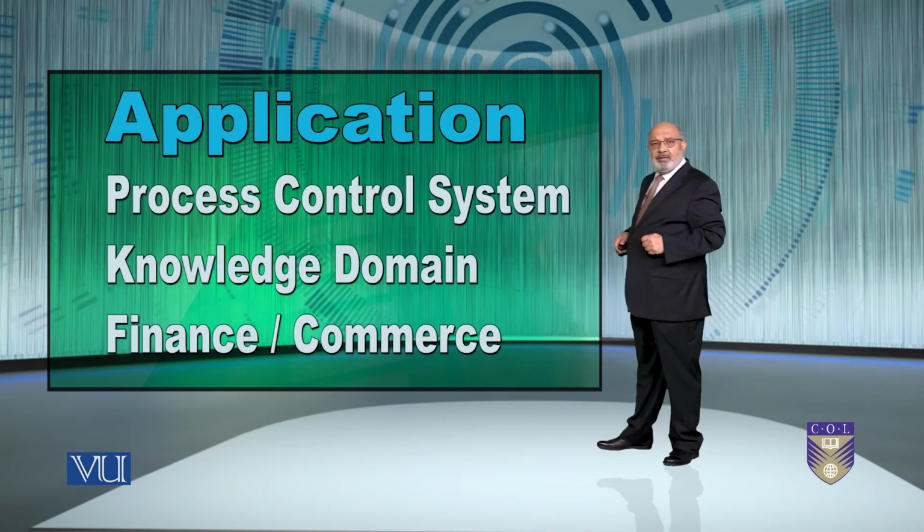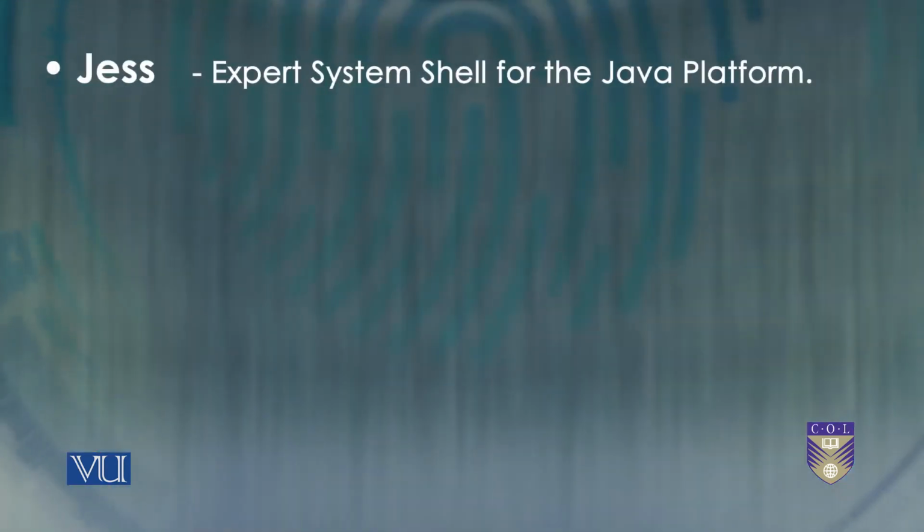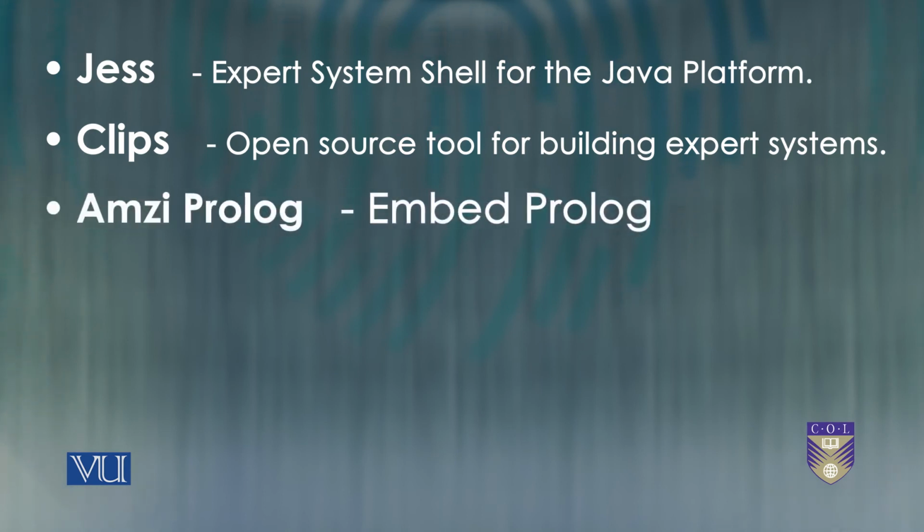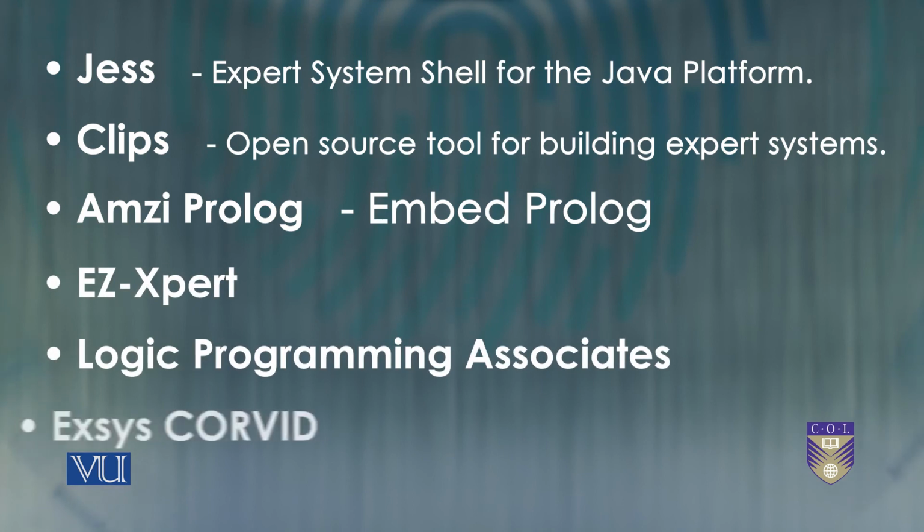And lastly, some expert system tools. One of them is Jess. The other is CLIPS. There used to be Prolog as well, programming in logic. Jess is an expert system shell for the Java platform. CLIPS is an open source tool for building expert systems. There are also others, such as Amzi! Prolog, embedded Prolog, and so forth. So these are some of the expert system tools that are being used to build expert systems.